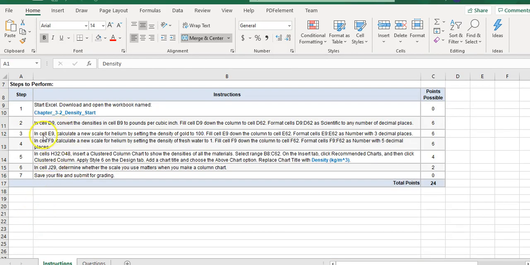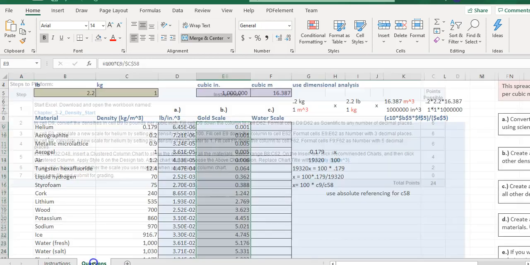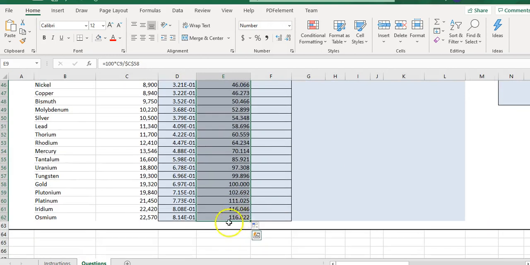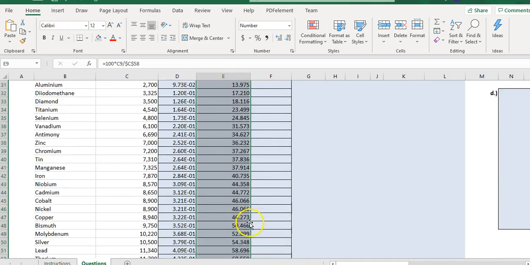Okay, so looking at our steps for step 3, we did this scale for helium with gold to 100, and we filled that down, and we had to set our number of decimal places to 3 decimal places, and it's a number format. So we should have a table that looks like this, and our last value is 116.822.